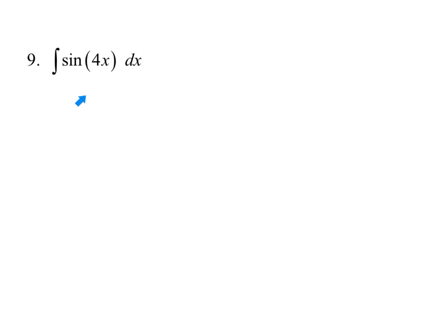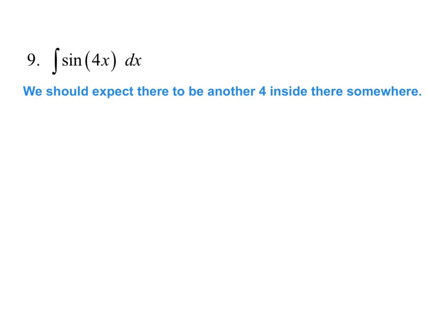A plus C. No, that's the very end. Okay. A what? A 4, why? When you do the derivative, you get 4. Yeah, there's the derivative of 4x. So my inside is 4x. There should be a 4 hanging out here somewhere. Okay? We should expect there to be another 4 there. But there's not another 4 there. Because the derivative of 4x is 4.